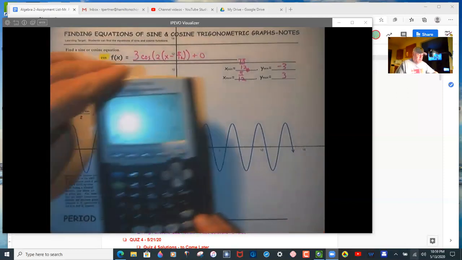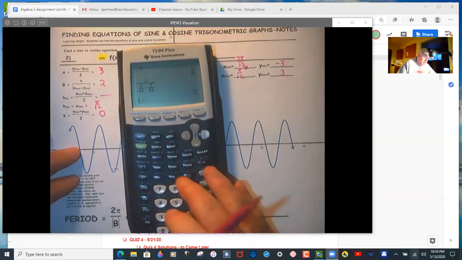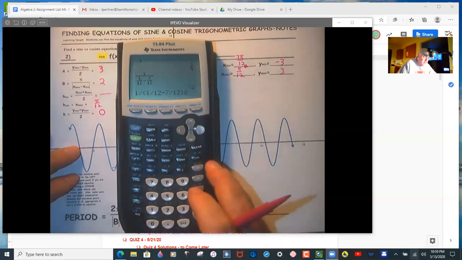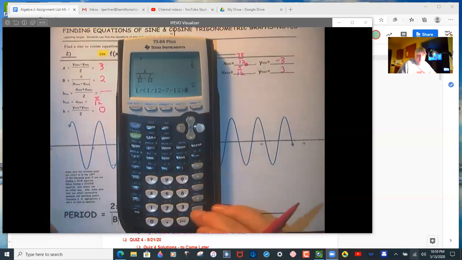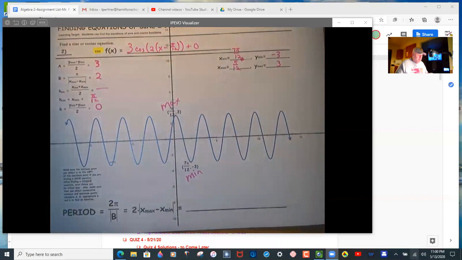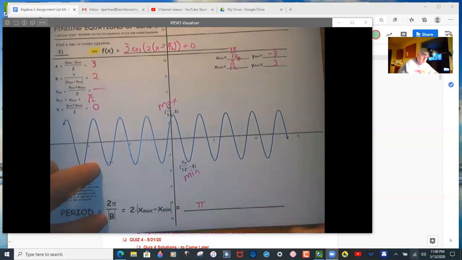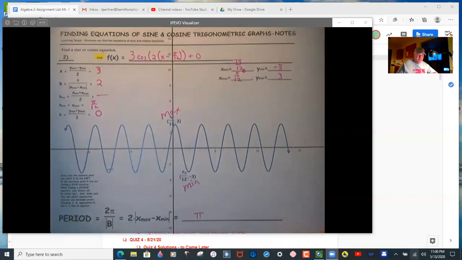If you don't want to use your fraction tool, I'll show this one time. This is what you have to do, 1/12 minus 7/12, like that. So that is a little easier. It will do it. And you're going to get something nice, a pretty nice answer, because I've worked them out to have these values that are common. And so 2 pi over absolute b will be the period. All right, number 3.